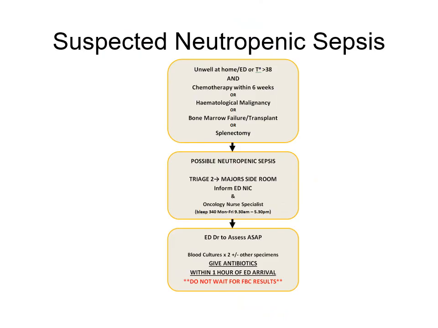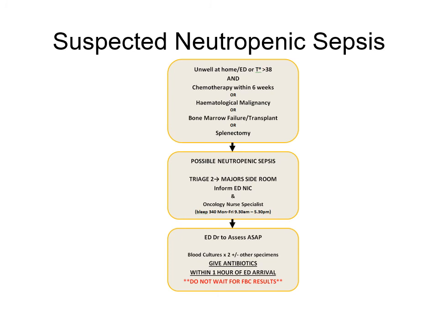Finally, I just want to touch on patients with suspected neutropenic sepsis. I've alluded to these particular patients a couple of times already. These patients are often patients who are on chemotherapy, but they may include patients who have hematological malignancies such as lymphoma, splenectomy, bone marrow transplant. These patients are particularly vulnerable to infections, particularly bacterial infections from encapsulated organisms, and they can deteriorate extremely quickly.